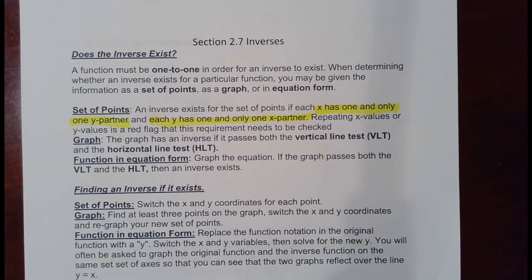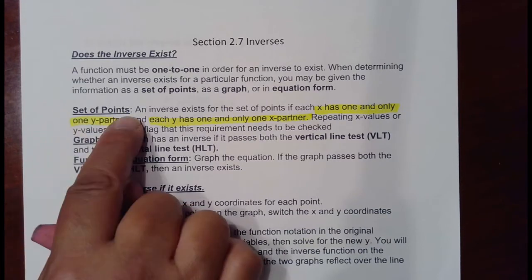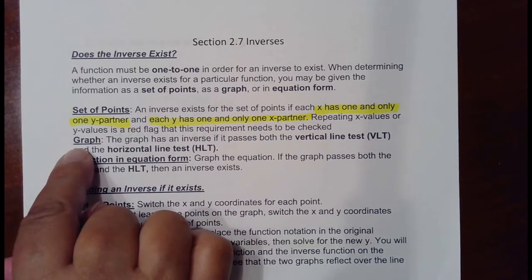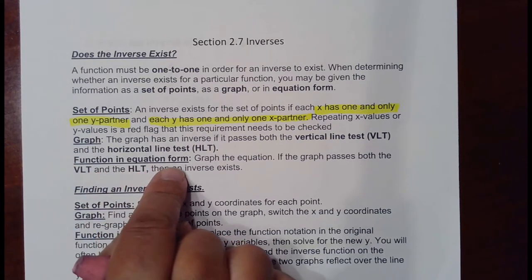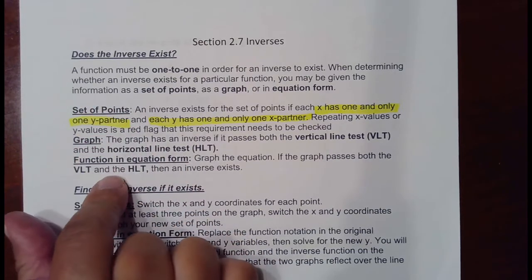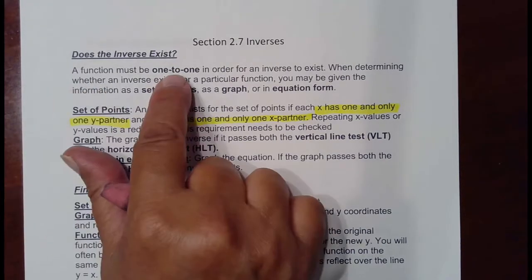You are going to be given the information in various formats. Sometimes you'll be given a relation, which is a set of points, a set of ordered pairs. Sometimes you'll be given the information as a graph. Sometimes you'll be given the information in the form of an equation. Regardless of how the information is given, you need to be able to check that the function you're going to attempt to find an inverse for is one-to-one.